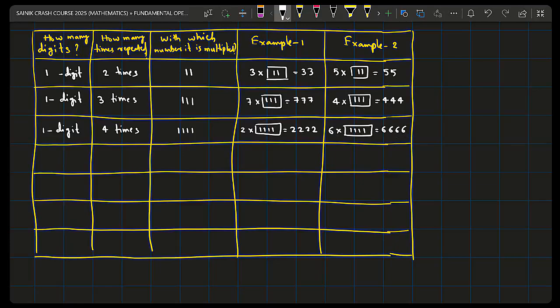Now let us take a two-digit number. I want to repeat a two-digit number two times. That means, suppose there is a number with me, 23. 23 should be multiplied by which number so that the answer is 23 repeated two times, 23 and again 23, that is 2323? With which number should we multiply? Who will give an answer?